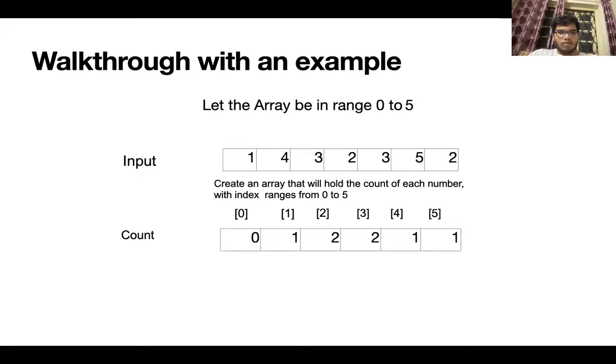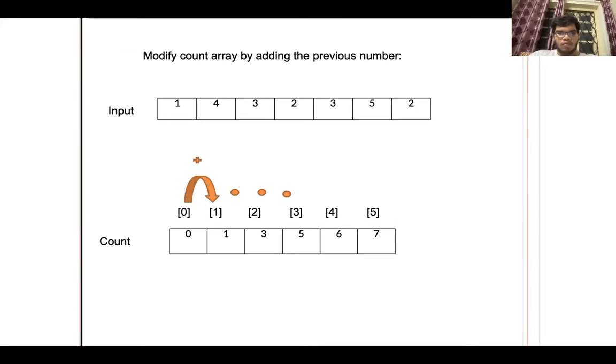Now I will be showing and walking through an example. So let us assume there is an array which is in the range 0 to 5. The input is 1, 4, 3, 2, 3, 5, 2. First we will create an array that will hold the count of each number with index ranging from 0 to 5. The count array is given below.